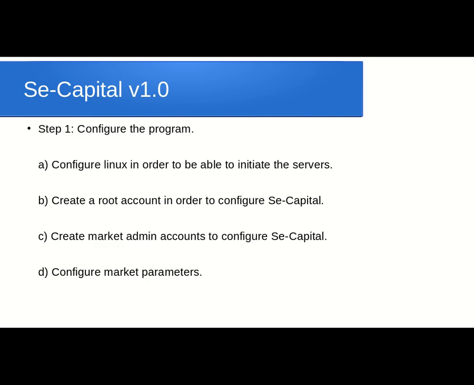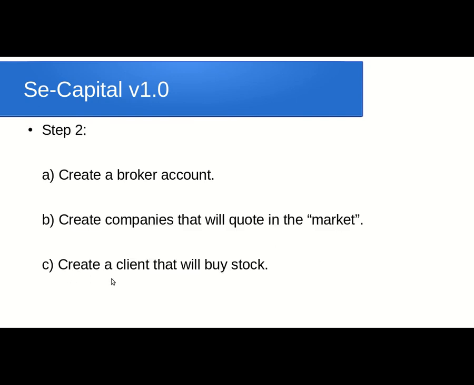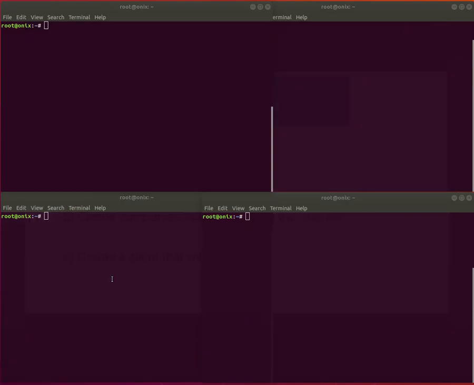Okay, step 1, configure the program. So we need to configure Linux in order to be able to initiate the service, create a root account in order to configure SE Capital, create a market admin account to configure SE Capital, and configure market parameters. Okay, so this video will only consider step 1.